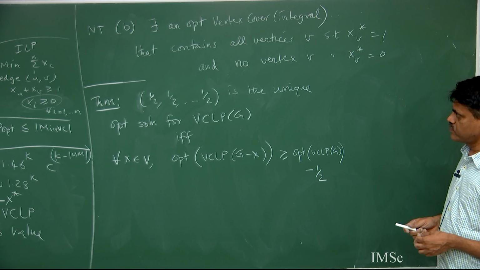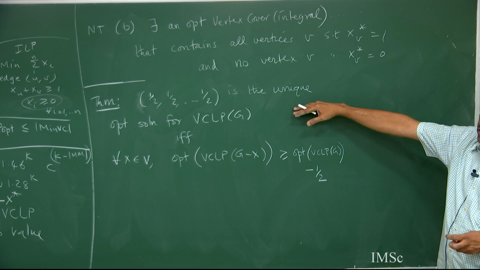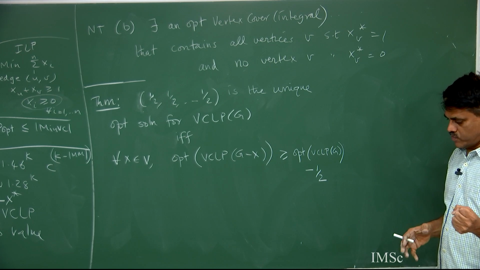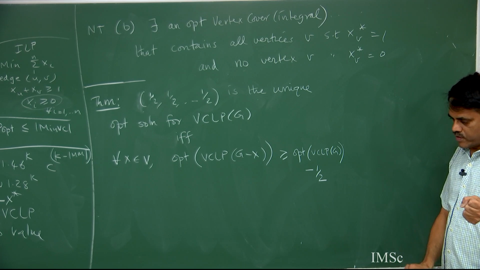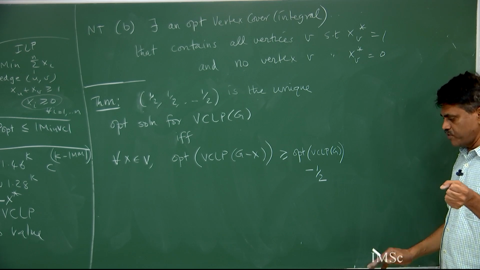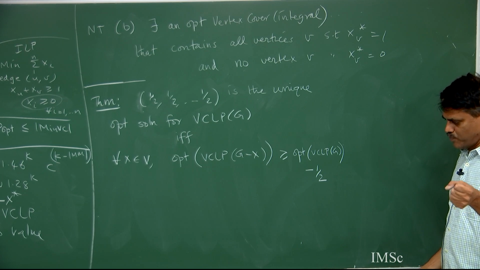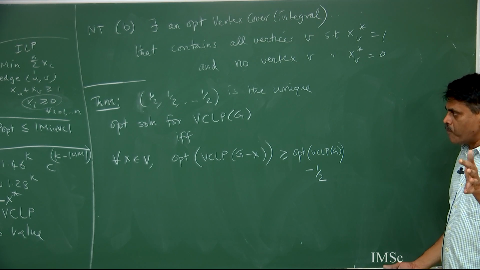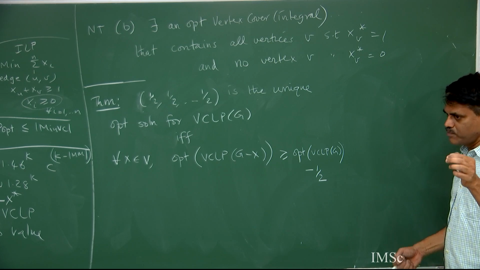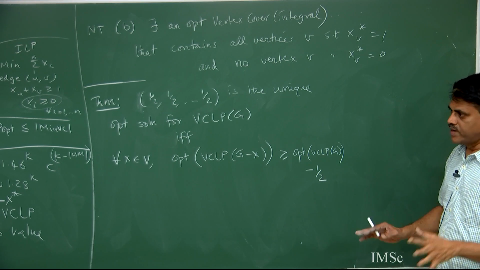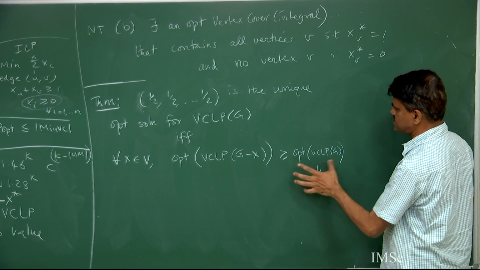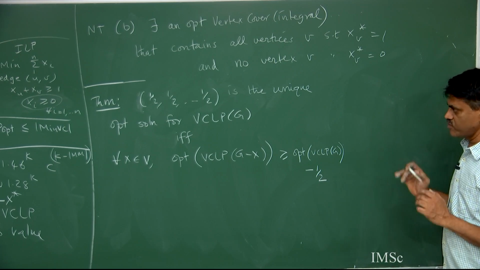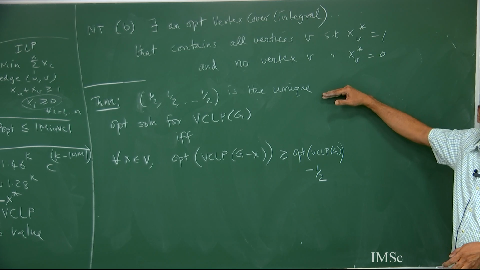What I am saying is this is the unique optimum solution for the vertex cover LP if and only if: remove a vertex, look at the new graph, write the LP for that graph, solve it, and look at the optimum. The optimum will be smaller because you are looking at a smaller graph. But it does not go down very much, that is what it says. It will be smaller, but it is at least the original opt minus half. If this happens for every vertex, then all halves is a unique optimum solution.